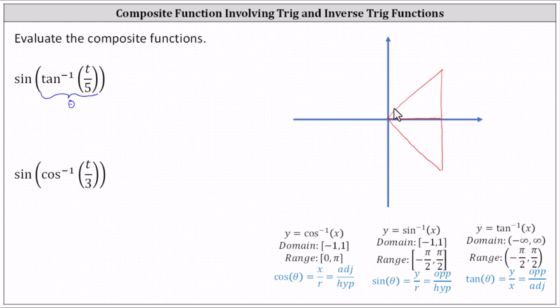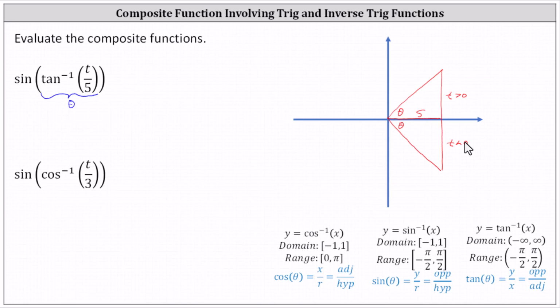This would be the angle theta in the first quadrant. This would be the angle theta in the fourth quadrant. In either case, because the tangent function value is t divided by 5, we know y divided by x, or the ratio of the opposite side to the adjacent side, is t to 5. Let's label the opposite side t and the adjacent side 5. In the first quadrant is when t is greater than 0. The fourth quadrant is when t is less than 0.